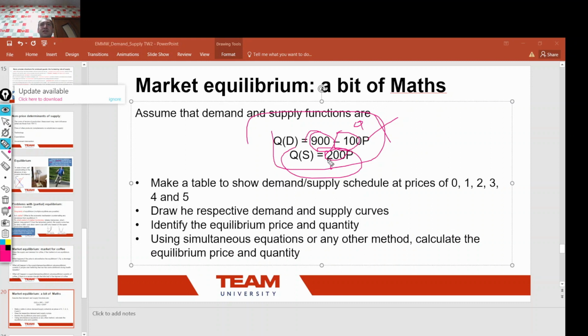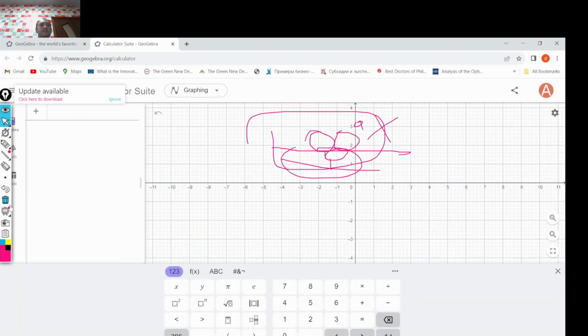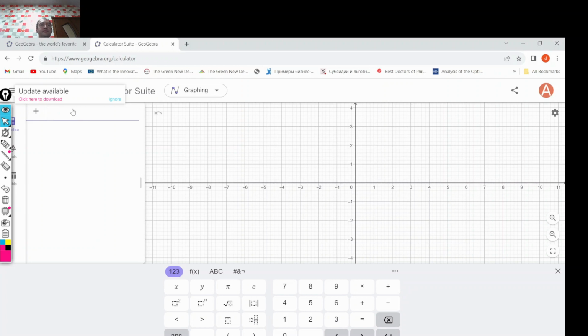Let's do that exercise in GeoGebra. So we have to develop this function and this function. 900 minus 100 times p. Let's start the calculator. Demand is a function of price. And what is the function? It's 900 minus 100 times p.